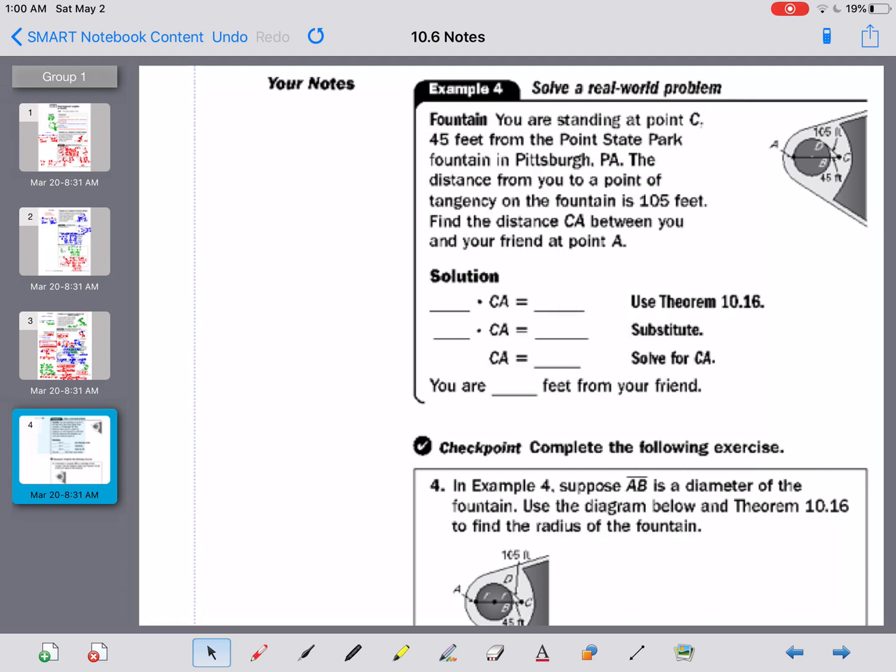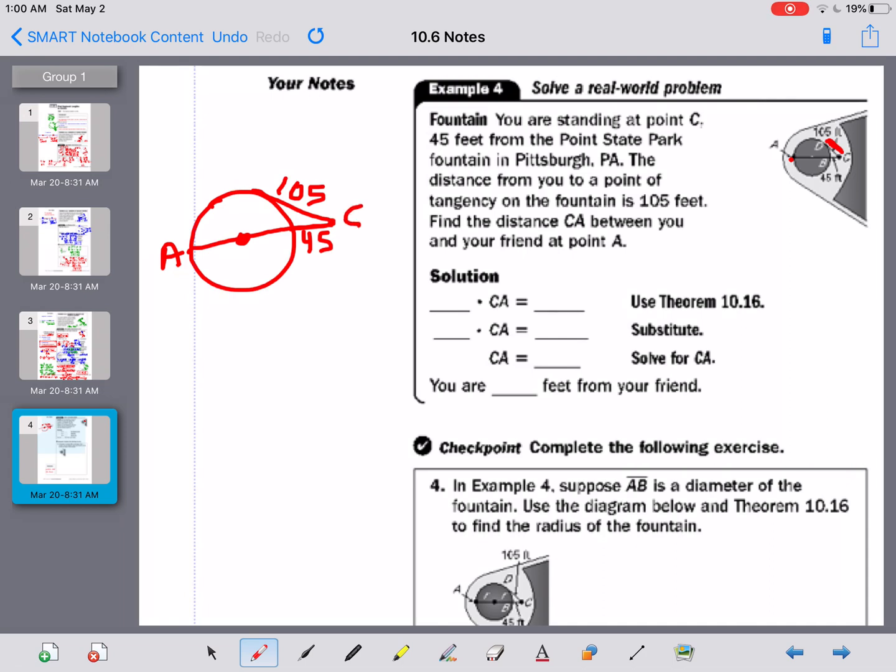And then I want to find the distance from C to A, between myself at C and my friend at point A. I'm having trouble seeing this picture, so let me redraw quickly. Here's my circle. I'm standing outside here at 45 feet away. I have a point of tangency over here, which is 105, and my friend is straight across the circle over here. They want me to find the distance from C to A. This distance, I'm going to call the whole thing x.